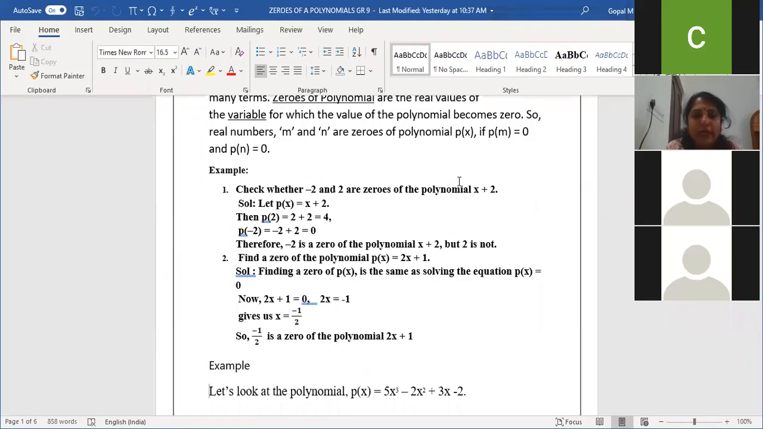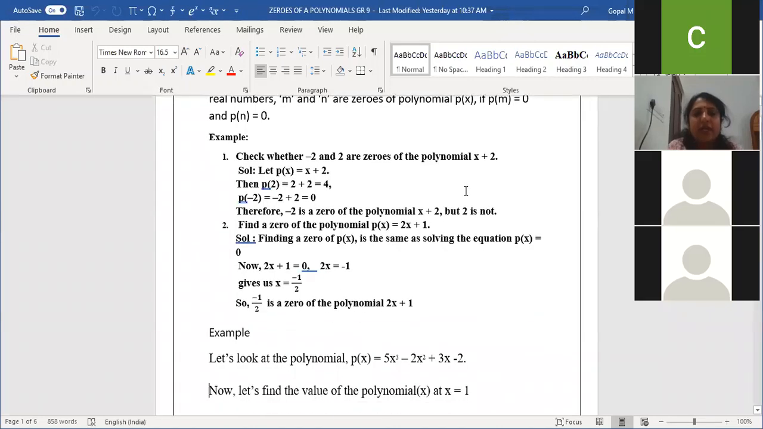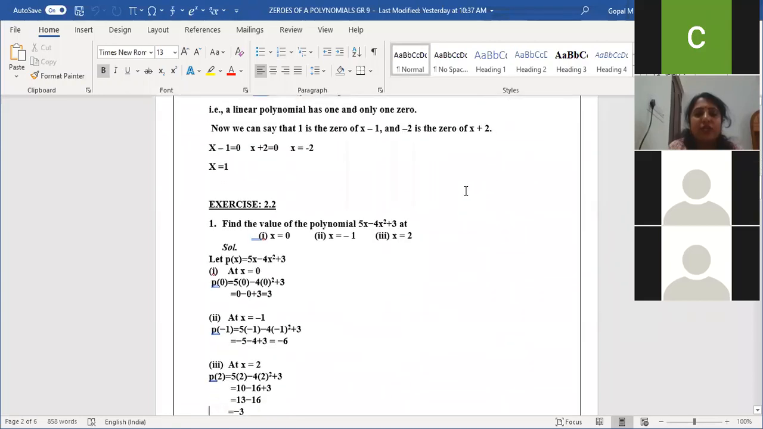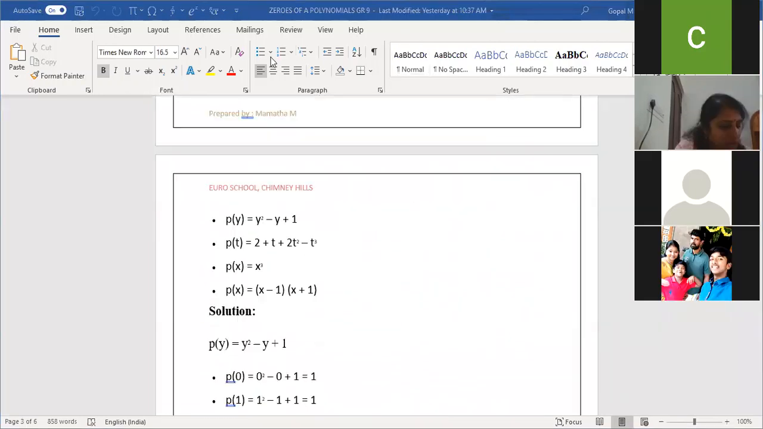If the polynomial is a cubic polynomial, how many values do we get? 3. If it is a biquadratic, 4. Yes, this is what we discussed yesterday, and we did a few questions in exercise 2.2 based on the zero of the polynomial. The last 7th one is cx plus d, right?